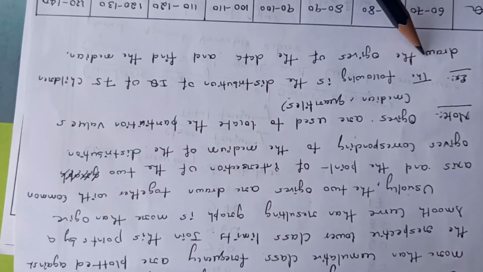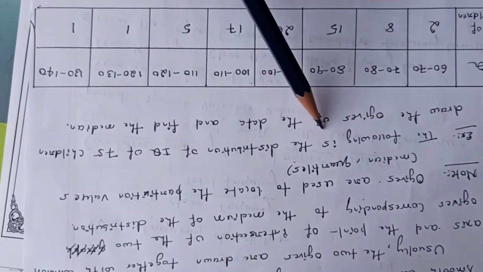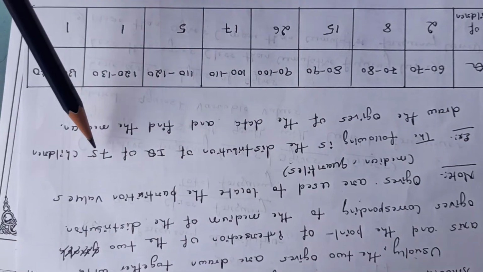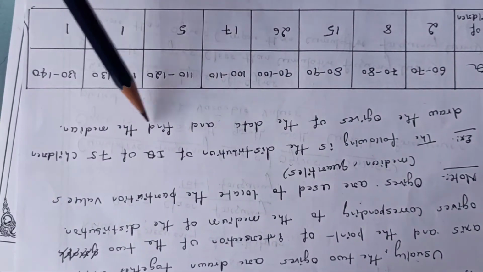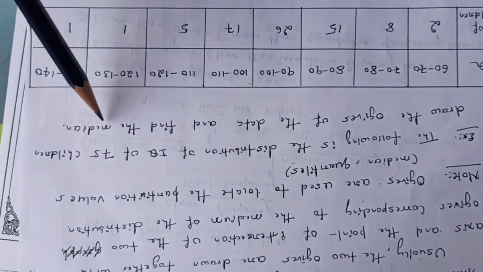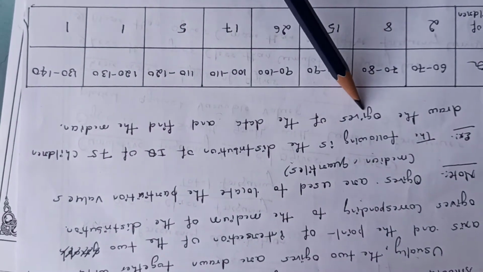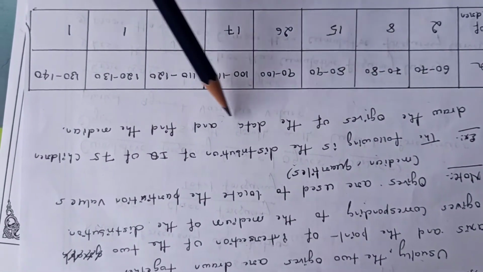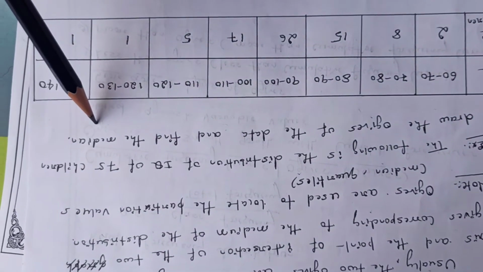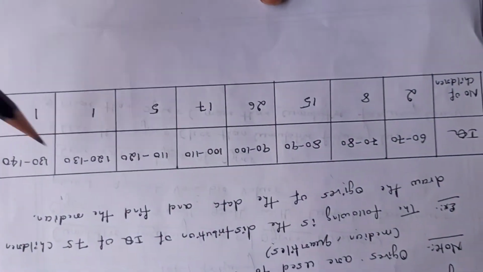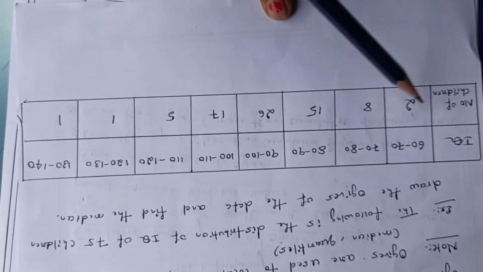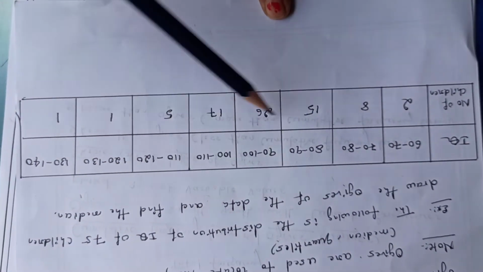So here we have an example. The following is the distribution of IQ of 75 children. Draw the ogives of the data and find the median. So we have to draw the less than ogive as well as the more than ogive, and with that we have to find the median also. This is the IQ of the students they have given, the class intervals, and these are the number of children.